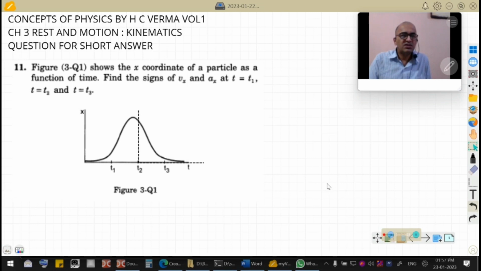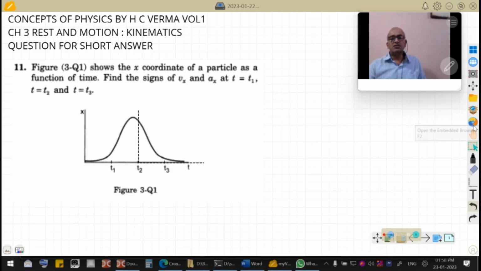Questions from Concepts of Physics by HC Verma, Volume 1, Chapter 3, Rest and Motion: Kinematics, and we are doing questions for short answer. Here is question number 11, where we have to refer to this particular figure given below. The figure shows the x coordinate of a particle as a function of time. Find the sign of Vx and Ax at time T = T1, T = T2, and T = T3.